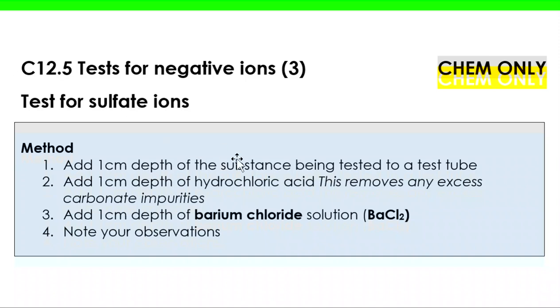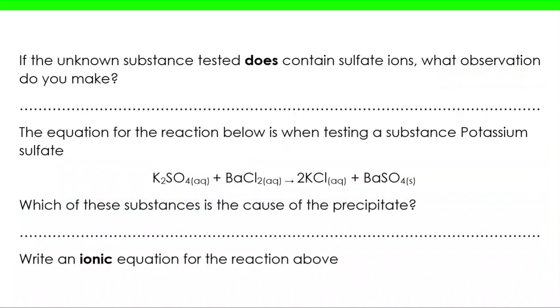Again, a method you need to learn. We take a sample of what we want to test, add some hydrochloric acid, that removes excess carbonate impurities, then add a centimetre depth of barium chloride and note your observations. Few questions for you to try. What observation do we make if sulfate ions are present? And it's a white precipitate.